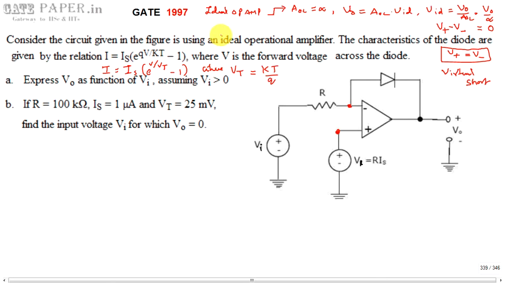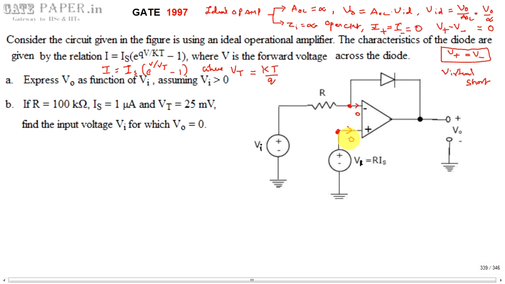And the second characteristic is Zi is equal to infinite. The input impedance of an ideal op-amp is infinite. That is nothing but the input side acting as an open circuit. Under open circuit we know that no current flows. So the current flowing through the non-inverting terminal and the current flowing through the inverting terminal are always 0, and the voltage at this point is the same.